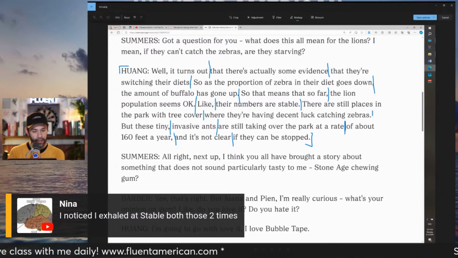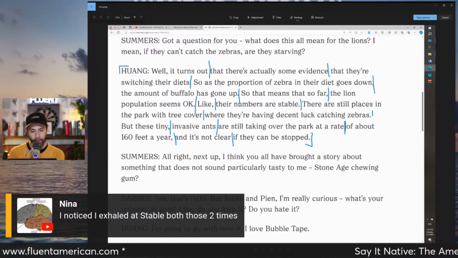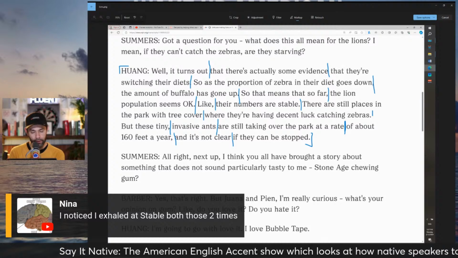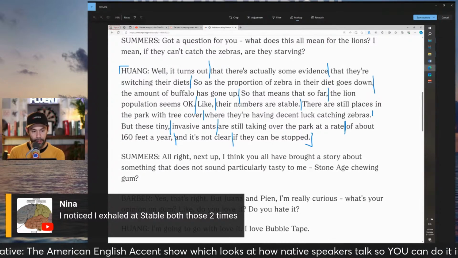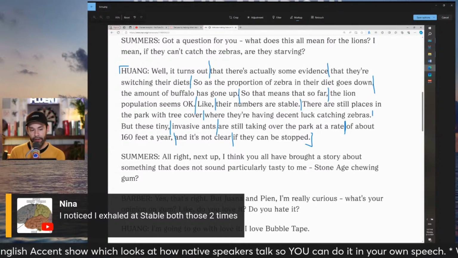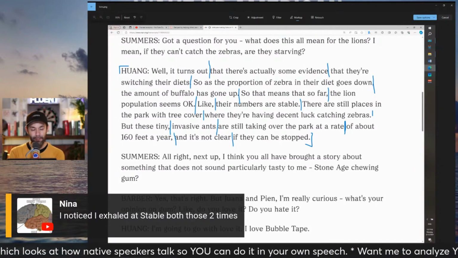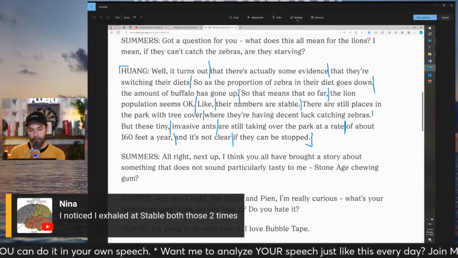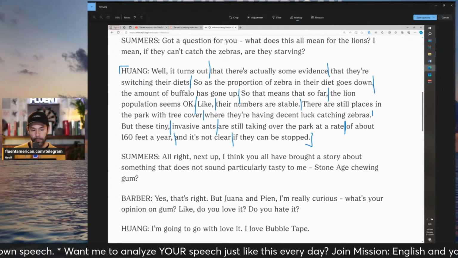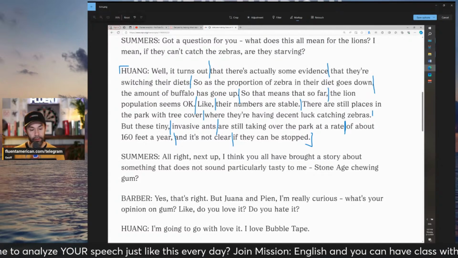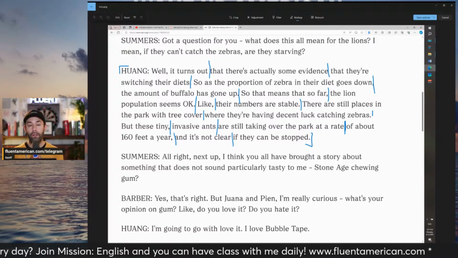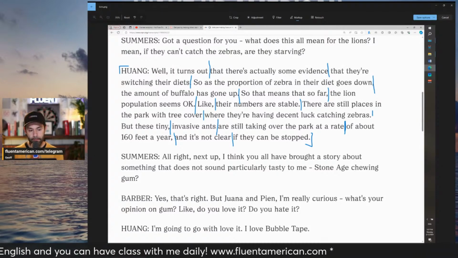Nina is saying, I noticed I exhaled at stable both those two times. Where is stable? I have to find out. The populations are stable. Okay, so again, halfway through, these are great benchmarks to have. If you've never done this sort of exercise before, this sort of thing takes practice. So Nina, we're going to go again, okay? Every time we see the thought group marker, I want you to pause. Don't let out too much breath at the same time. Let's see if we can get farther than stable. Okay, so every thought group marker, we're going to pause for just like a second. Breathe in.